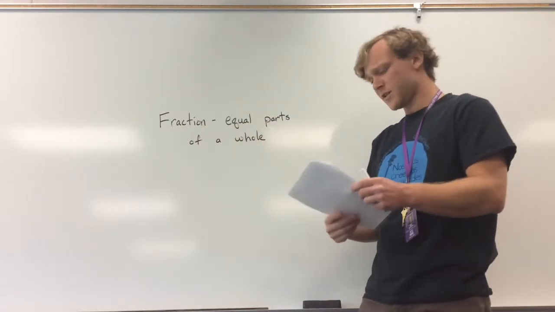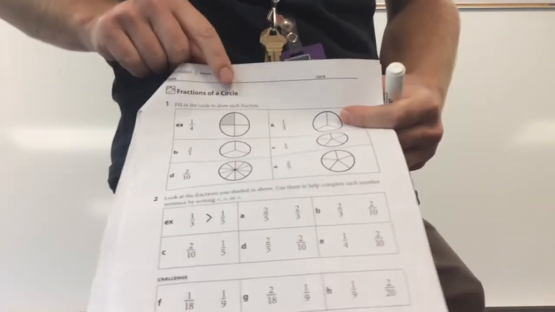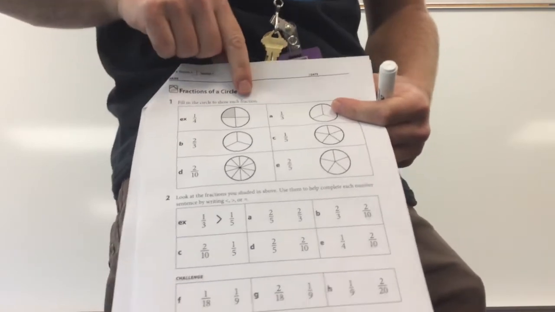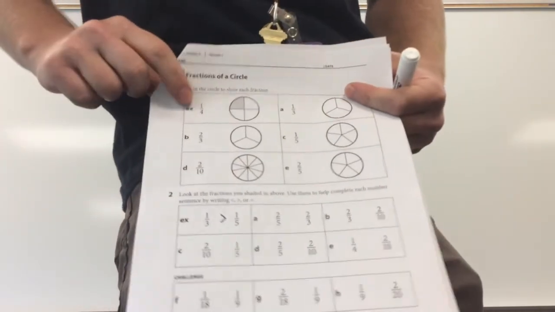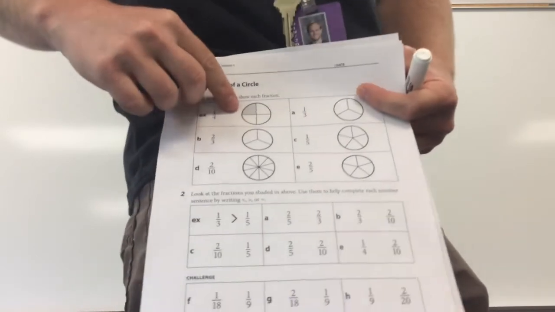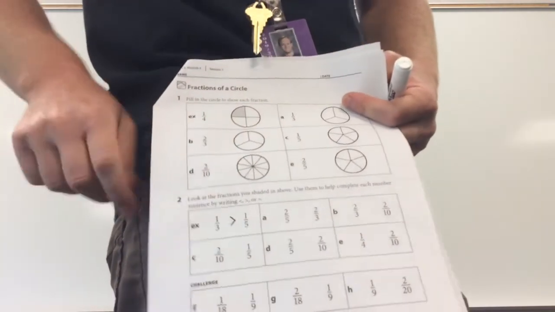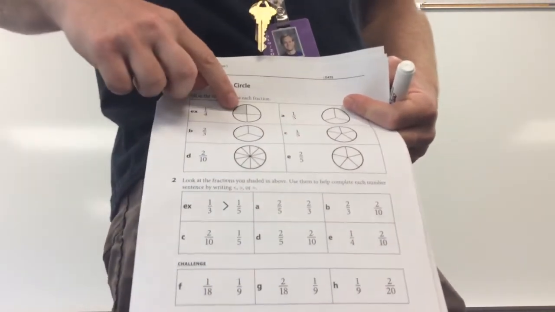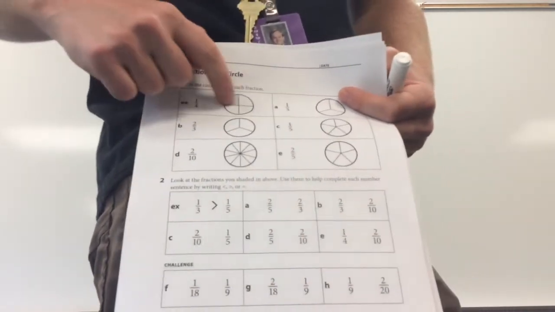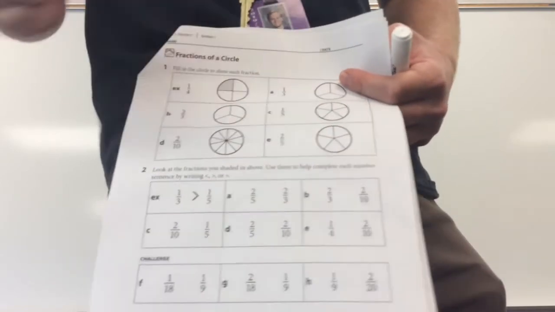So if on that first page you're looking at fractions of a circle, we'll need to fill in the circle to show each fraction. And on the first one, it's done for you. The example says 1/4. And you can see that circle's been broken up into 1, 2, 3, 4 equal parts. And so they've shaded in one of those parts because their numerator, the top number, is 1 out of 4 equal parts. We have 4 total, so 1 is shaded.